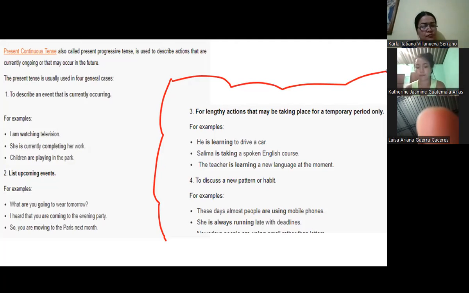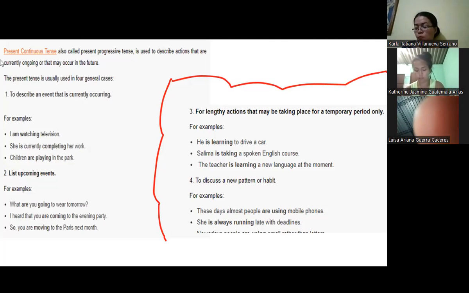That's okay. So in that case, the number three says for lengthy actions that may be taking place for a temporary period only. Por ejemplo, cuando usted está haciendo una actividad, pero esta le lleva un periodo de tiempo. Por ejemplo, para leer un libro. If you want to read a book.